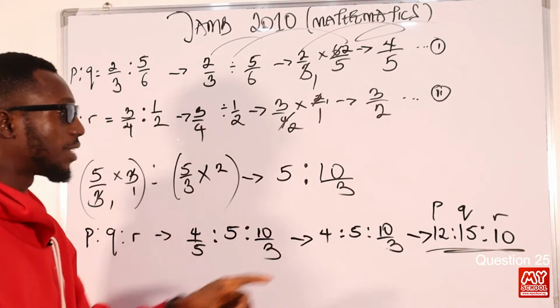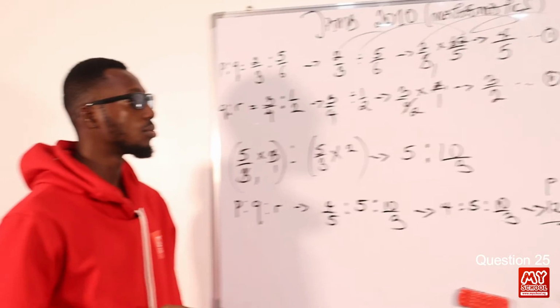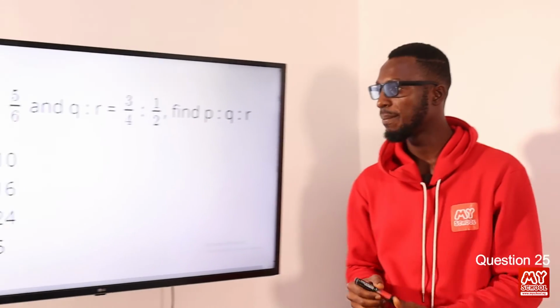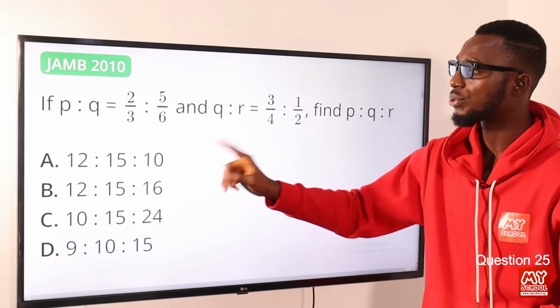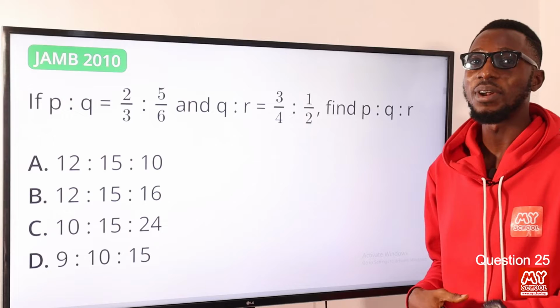So let's see if I have this option available. So 12 ratio 15 ratio 10. Where can we find that? We can find that in option A. So option A is the correct option.